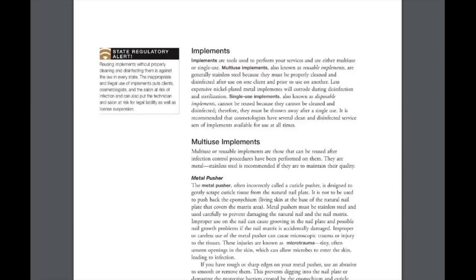And we also have single-use implements. Single-use implements are the implements that get thrown away. They're disposable. They're not able to be used on multiple clients in a day. Once you use it and you're done with the service, you have to throw it in the trash. Some examples of a single-use implement: you have brushes and applicators, the wooden pusher, a nail brush, or application brush.